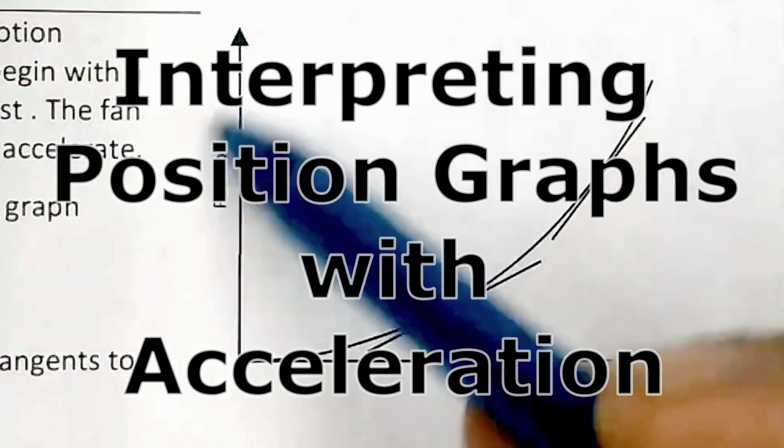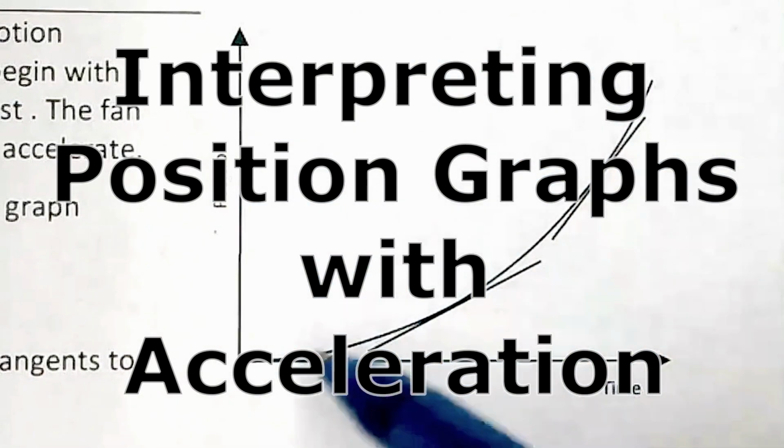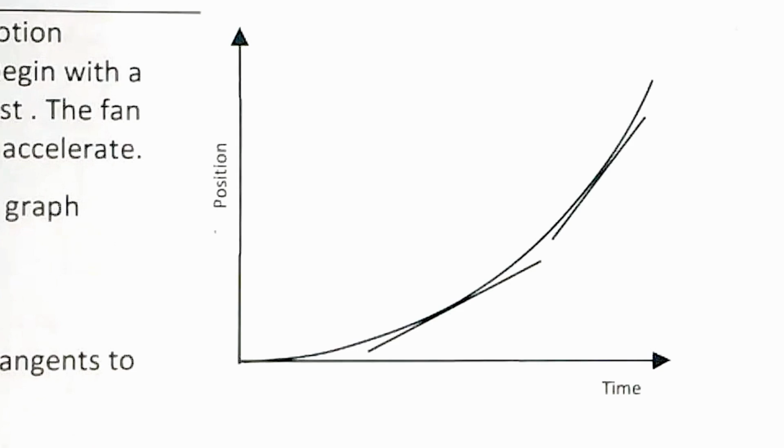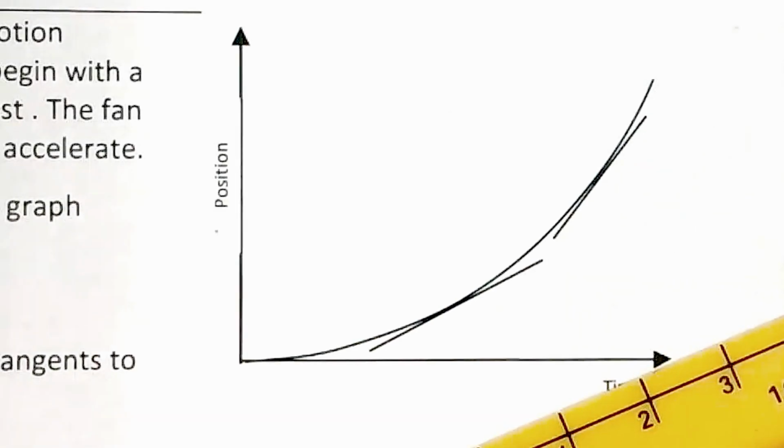Let's take a look at how we interpret a position graph that is curving. So this is an example of accelerated motion whenever we see that curving position graph. The graph curves because its slope is changing over time. And this is where we can use the tangent trick.